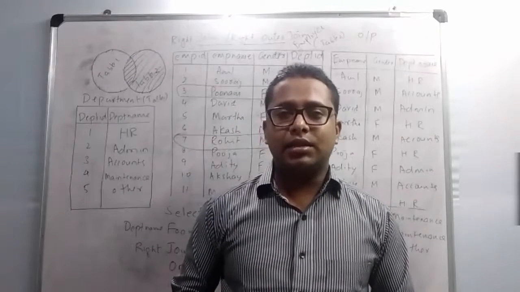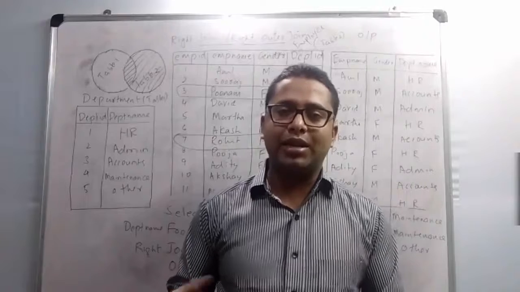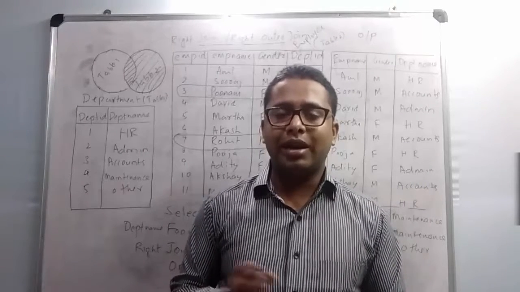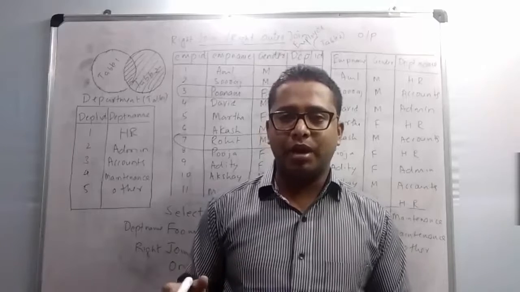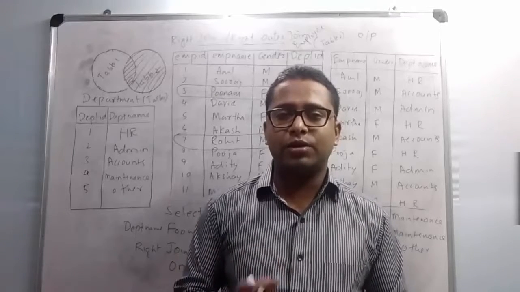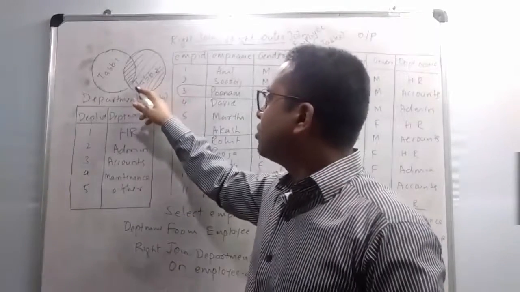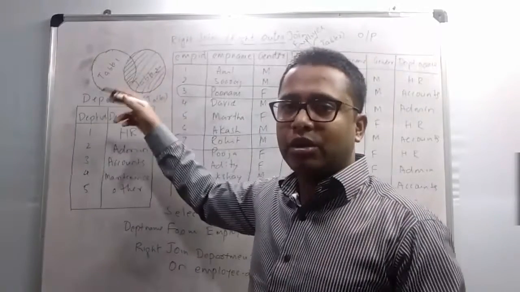Now let us discuss the third type of join, which is the right join or right outer join. Right join or right outer join will return all the records from the right table, which is department, and only the matched records from the left table, which is employee. Here I have drawn a diagram of right join or right outer join.